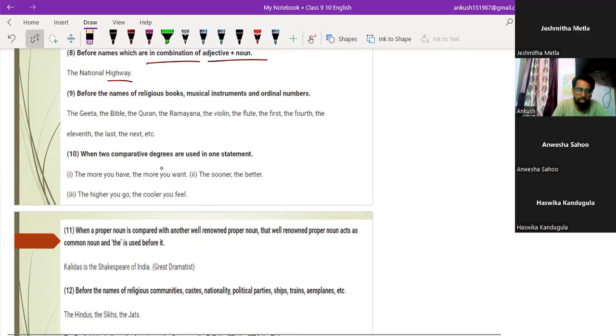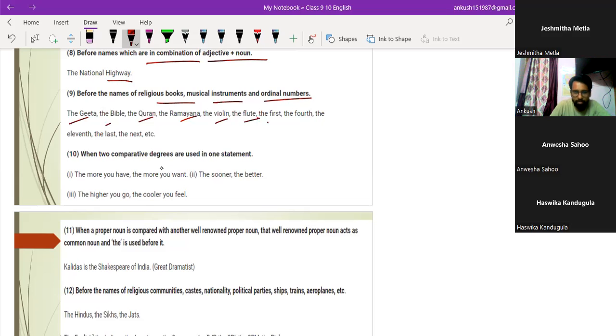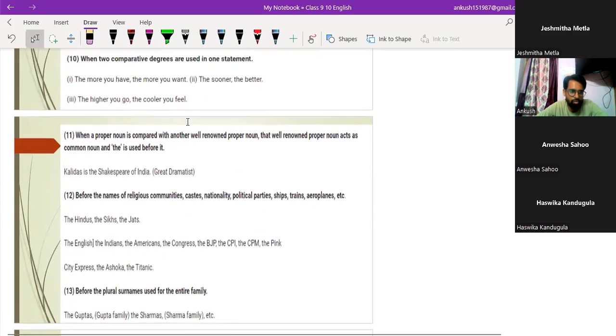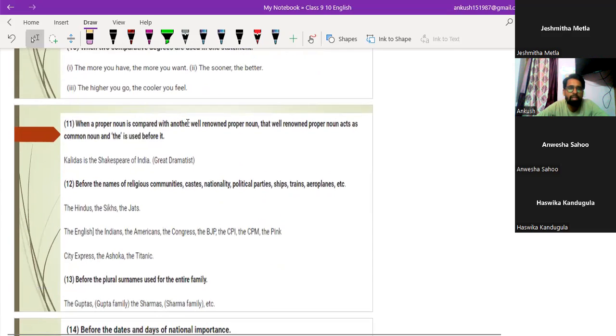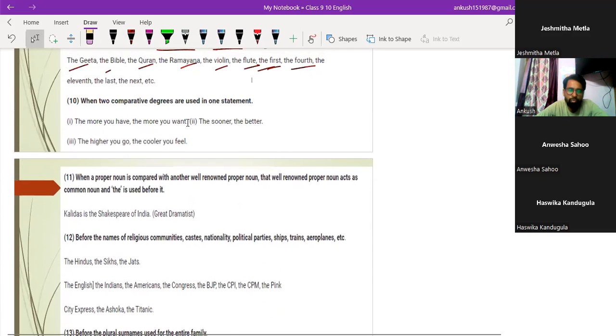Before the names of religious books like the Gita, the Bible, the Quran, the Ramayana, and before instruments like the violin and the flute, and before ordinal numbers like the first, the second, the fourth, "the" is used. If ordinal numbers are used in a sentence, "the" is used. I think I should give you this to read down.